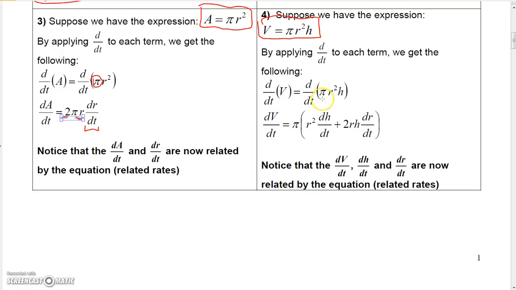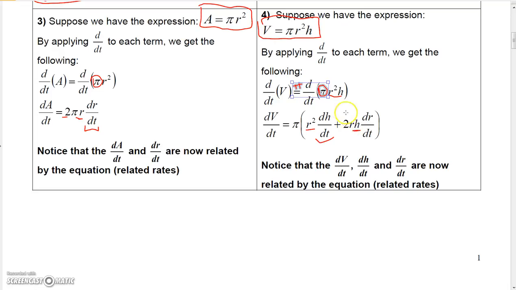But if I take the derivative of this, I can pull the pi out of the way. So let's pull the pi out front. And then I need to take the derivative of r squared h right here. Well, since r and h have to both be thought of as functions of t, I have to use the product rule. So I take the first function, r squared, and multiply it by the derivative of h with respect to t, which is just this. And then I multiply by h, okay?